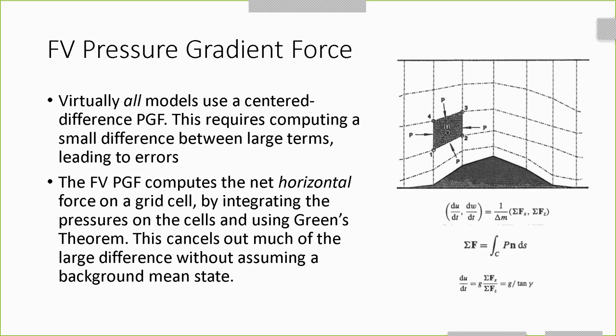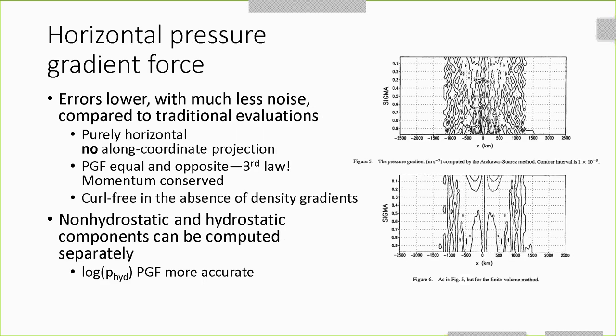This method has a number of other advantages as well. If you're computing the pressure force of this grid cell on this grid cell, by this method that's equal and opposite to the force of this grid cell on this grid cell, which is, of course, Newton's third law. By evaluating the pressure gradient force in this form, we get a very consistent form that recovers Newton's third law, and in particular the method itself conserves momentum. The entire equations don't conserve momentum, but the pressure gradient does.